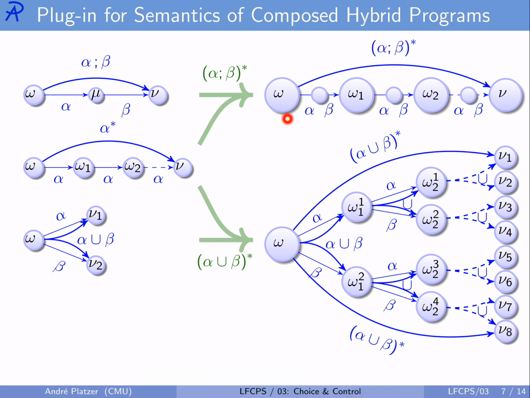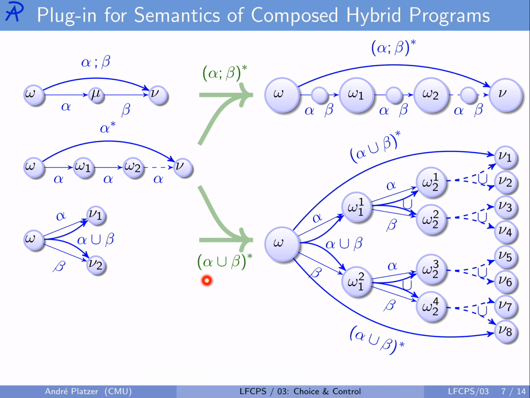From an old state, we go via an intermediate state we got by running alpha to an intermediate state omega 1 that we got to by running beta. Again, through an intermediate state we got to by running alpha, running beta to an intermediate state from which, again, alpha and beta and alpha and beta. In other words, (alpha; beta)* will repeat any number of repetitions of first alpha and then beta and then alpha and then beta, always interleaved.